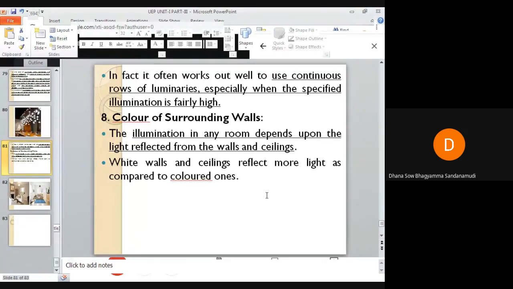So this is it about the different design aspects. If anybody wants me to, of course I can't repeat now.